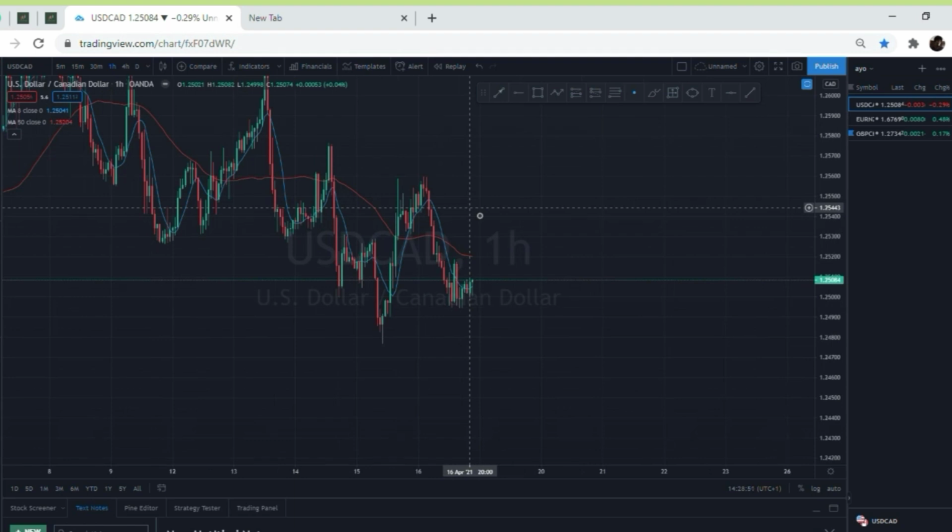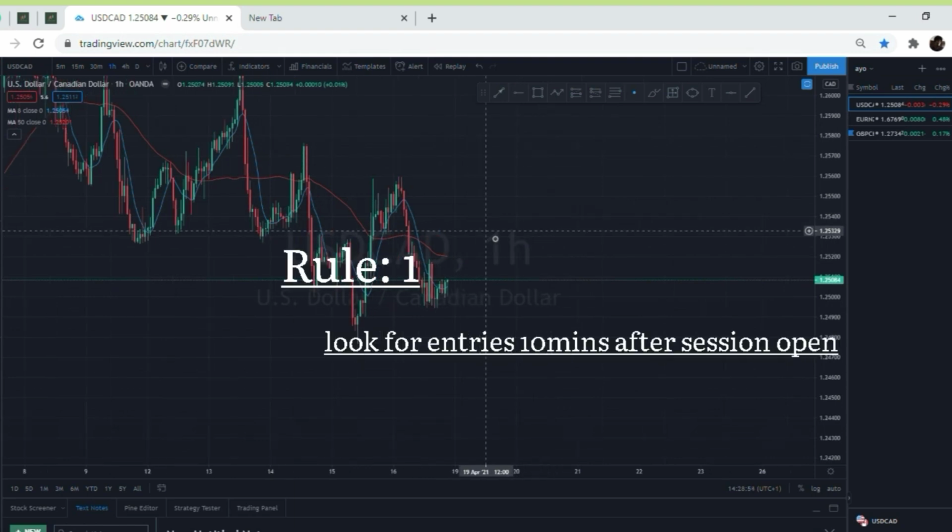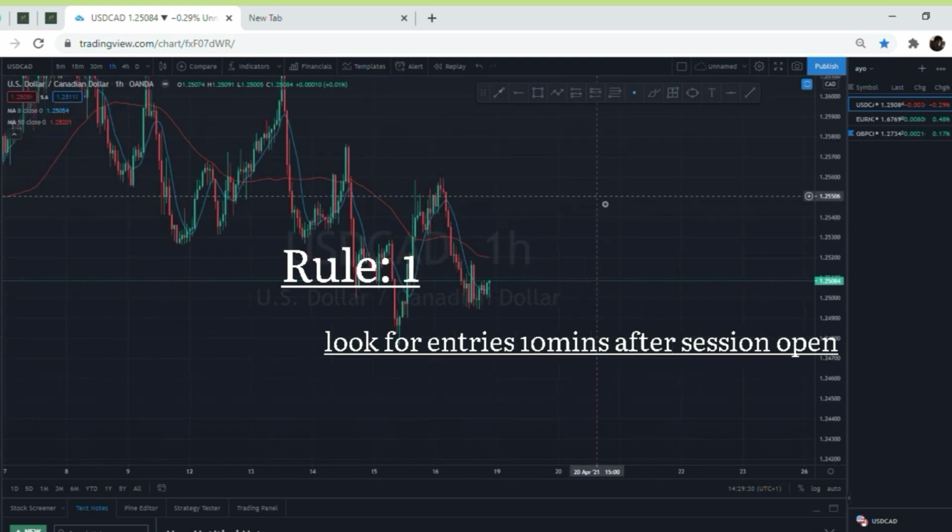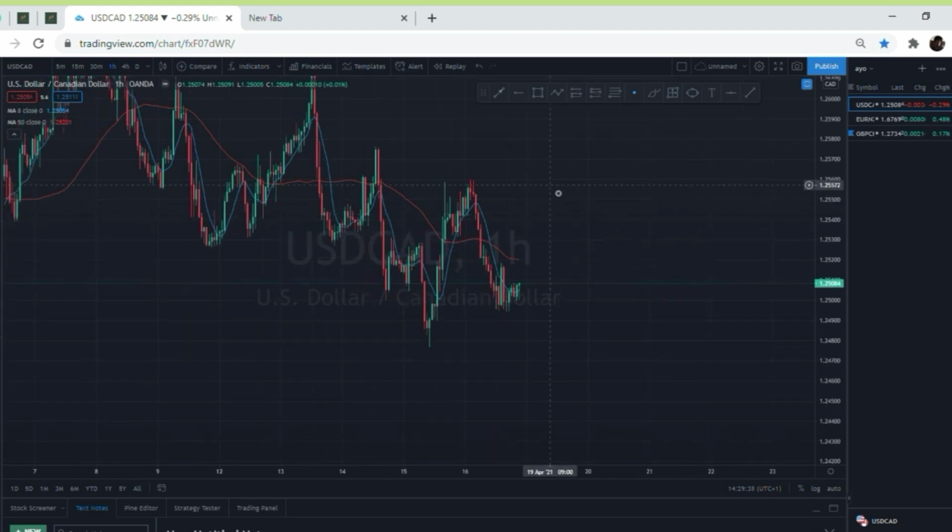And what are the rules on this strategy? You have to make sure you trade this strategy 10 minutes after the session opens. If you're trading the New York session, you trade the strategy 10 minutes after New York opens. If you're trading the London session, you start looking for entries 10 minutes after London session opens. You can use GJ, it just depends on the session you want to trade. But majorly I only trade London and New York sessions.